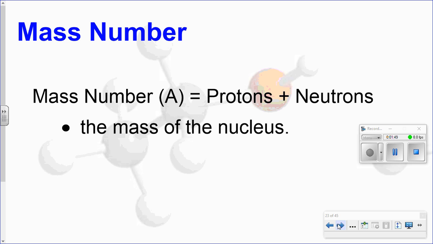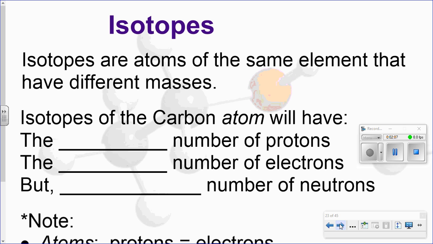The mass number is the mass of the atom, or roughly the mass of the atom. It's protons plus neutrons. In other words, it's the mass of the nucleus because protons and neutrons make up the nucleus. The electrons fly around the nucleus. So I'm going to use the atomic number to figure out the number of protons, I'm going to use the mass number to figure out the number of neutrons, and I'm going to go back to the atomic number to figure out the number of electrons.